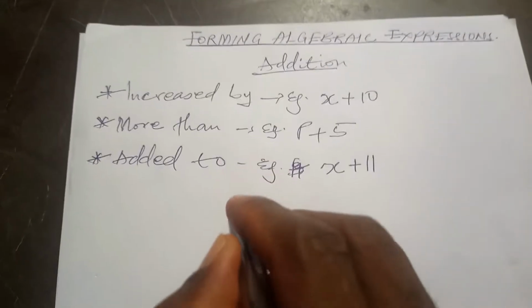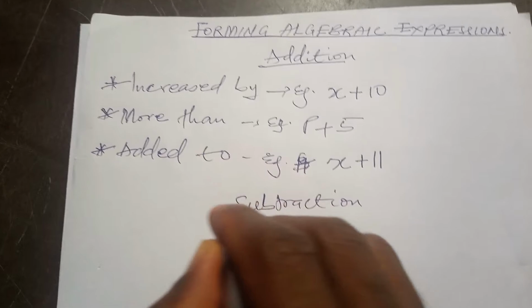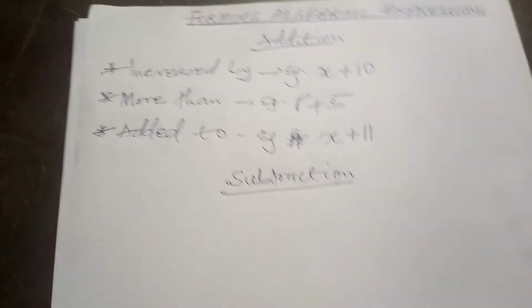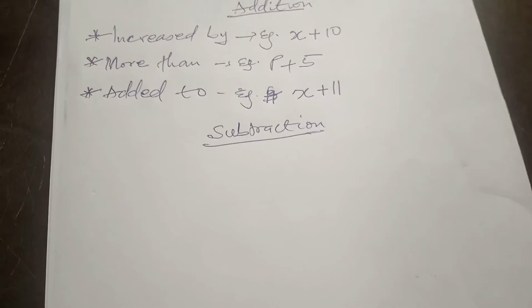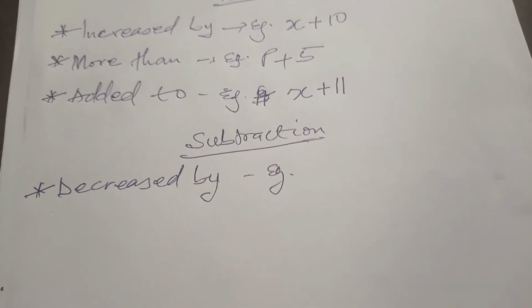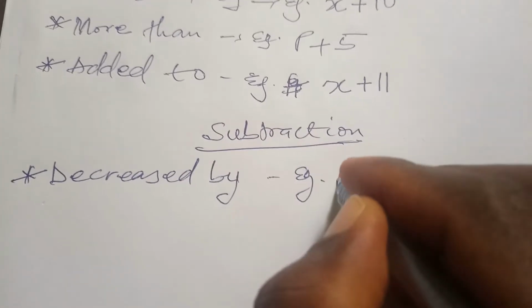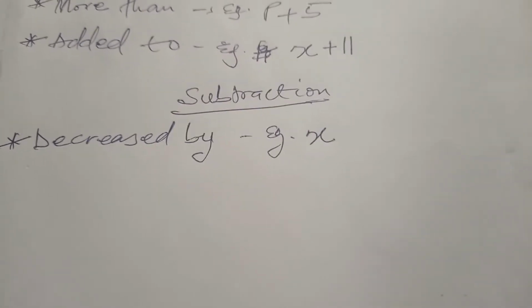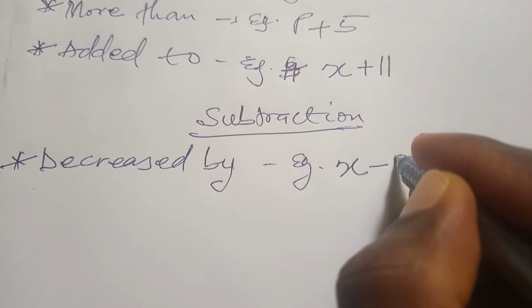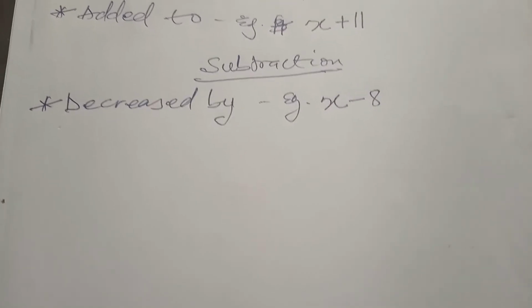Then let's go to subtraction, when you know you have to use subtraction. With subtraction, we are going to have phrases like decrease by. An example would be the number of shoes in the room decreased by 8. It means that if there are x shoes in the room, which we don't know, so we are using x to represent, then if it decreased by 8, it means x minus 8. So decrease by is just giving us a hint that we should use the subtraction sign.